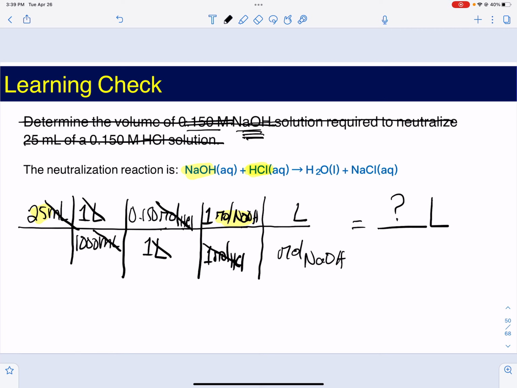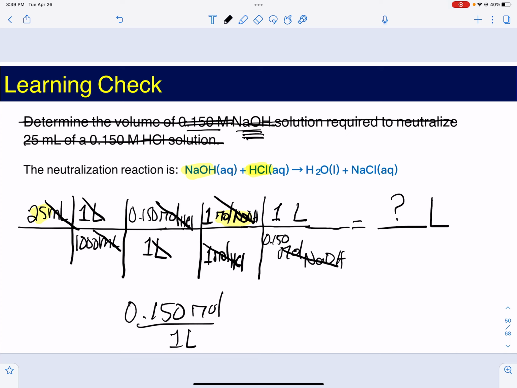And this is nothing more than what? The concentration of NaOH is moles for every 1 liter. So this is nothing more than the molarity, which is 0.150 moles for every 1 liter. That allows me to cancel the moles of NaOH and will give me the liters of NaOH.